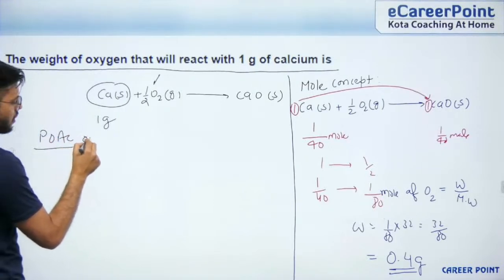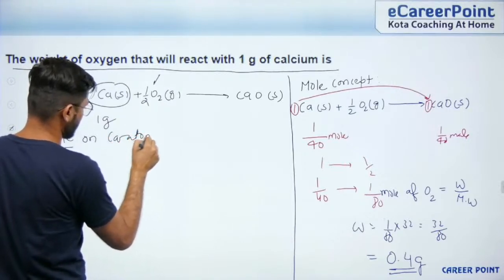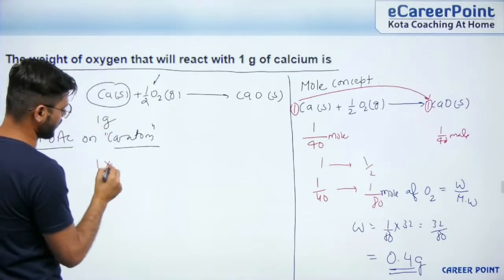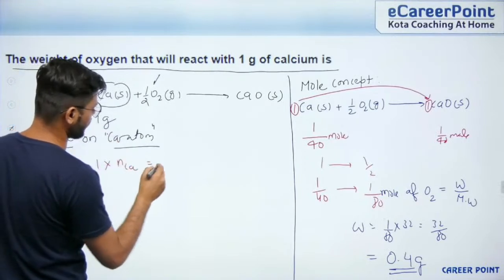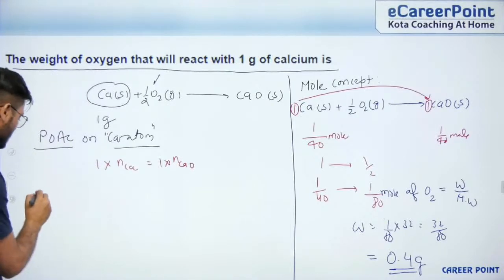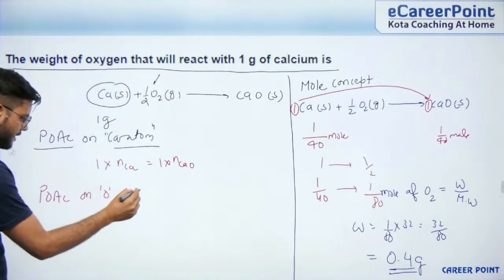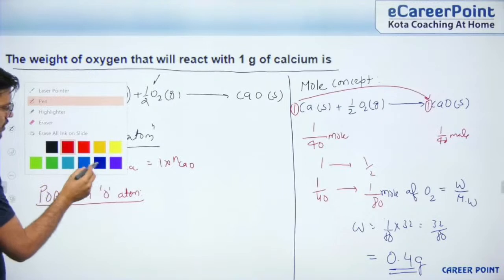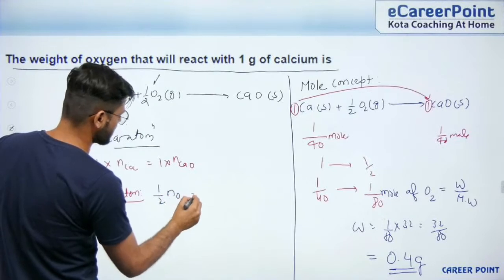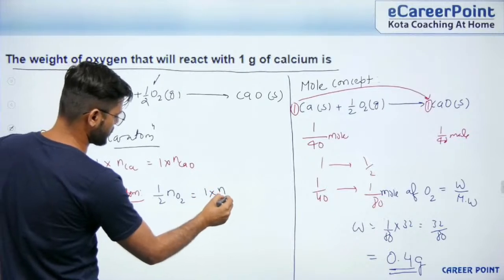So apply POAC on calcium atom. If you apply the POAC on the calcium atom, what will it be? It will be 1 into number of moles of calcium equal to 1 into number of moles of calcium oxide. Okay, then POAC on oxygen atom. What will it be? It will be half into number of moles of oxygen equal to 1 into number of moles of calcium oxide.